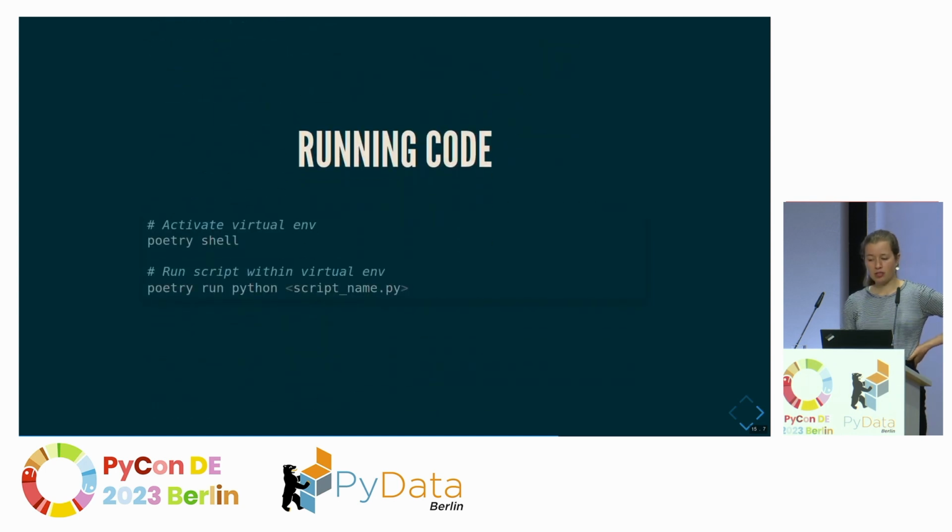Yeah, running code is also easy. You can either activate your virtual environment, which is created for you using poetry shell. So then you have a shell session with the virtual environment activated, or you can run scripts using poetry run. I mentioned that earlier, that in pyproject.toml you can also define scripts for your project. So those you could run with poetry run, but you can also run everything else, like poetry run and then python and the script name, for running your Python script.